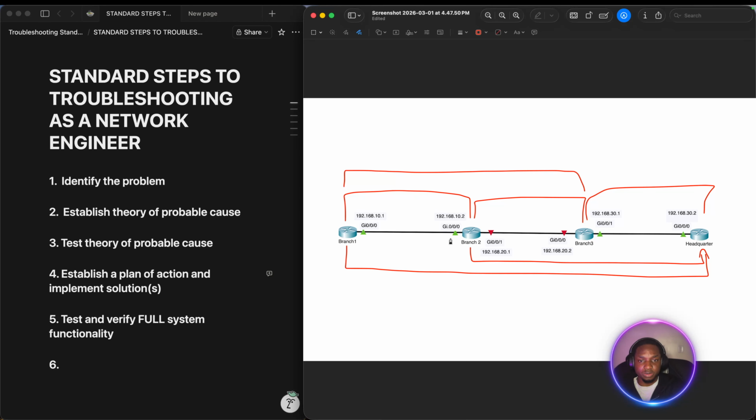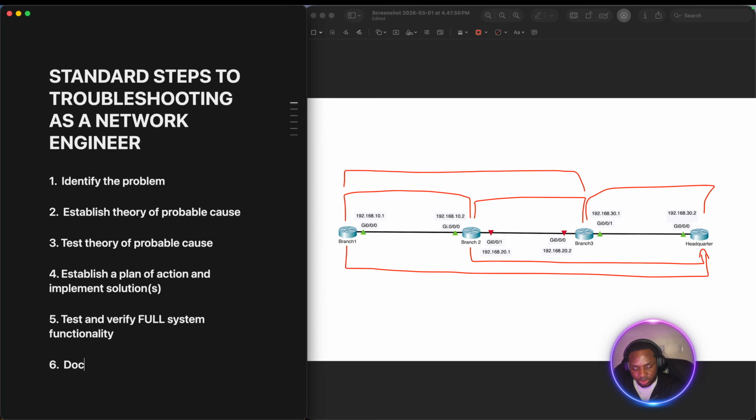You don't want to be the problem. You don't want to introduce more problems to the system than it already had. So that is basically you testing full system functionality. And then lastly, you want to document. So you're documenting three things: your findings, actions, and outcomes.